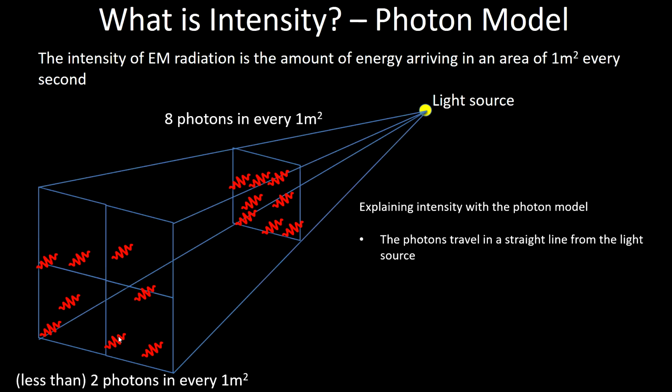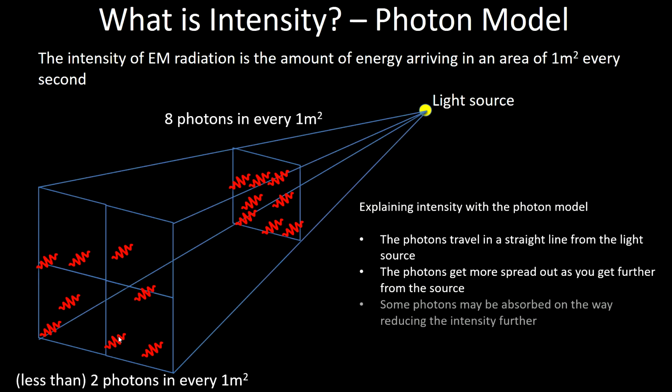Okay, so the photons travel in a straight line from the light source. They get more spread out as you get further away from the source. Some photons may be absorbed on the way, reducing the intensity further. That's how we explain the fall off of intensity, the decrease in intensity as we get further away from the light source, using the photon model.